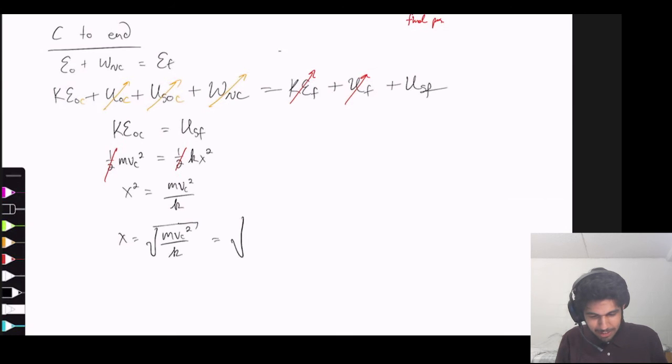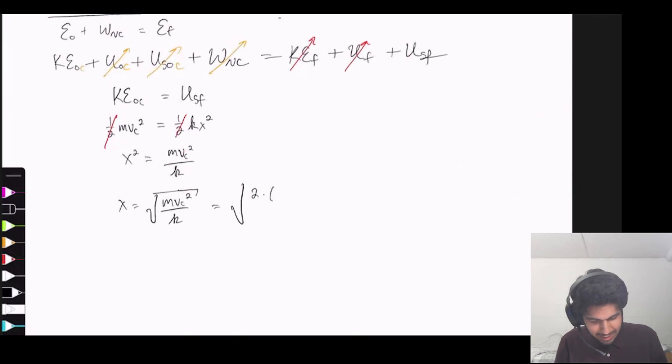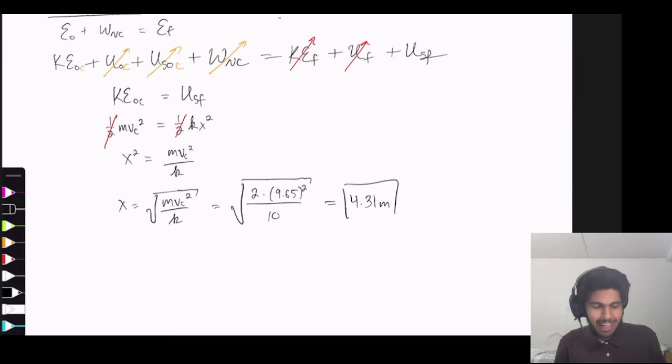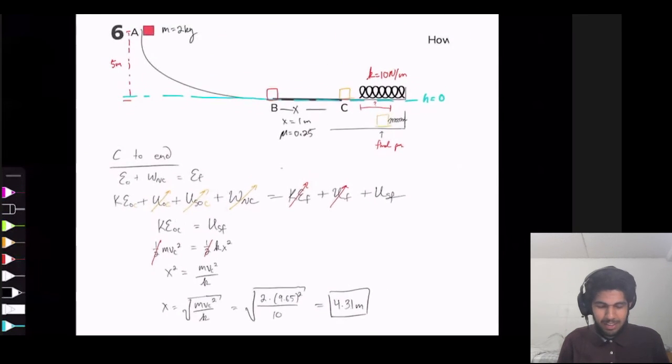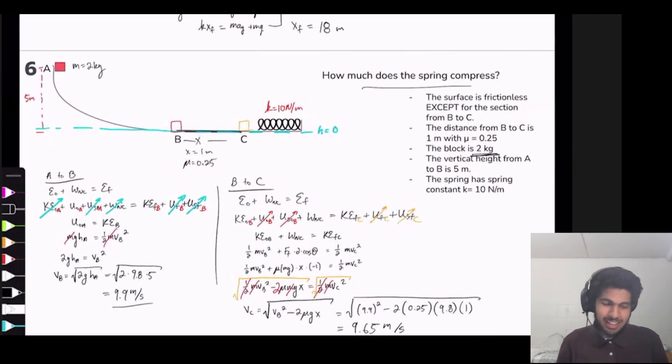This is the square root of what's the mass of the block? 2 kilograms. 2 times 9.65 quantity squared, all of this divided by k, which is 10. That's going to be equal to 4.31 meters, and that's our answer. So, such a simple looking problem, and we were able to determine how far the spring will compress. It's going to compress 4.31 meters, which is actually a lot.